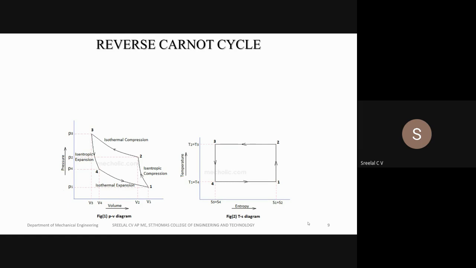So, in the last class, we were discussing the refrigeration system, the unit of performance, and the COP, the coefficient of performance. Okay. So today we are going to discuss the reverse Carnot cycle. You will be familiar with the Carnot cycle. Do you remember?